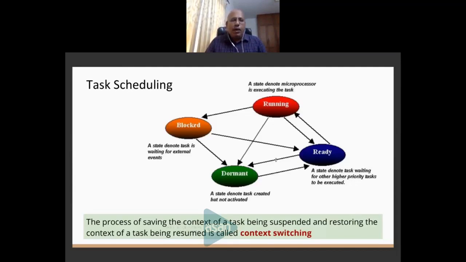I will not complicate this at this point, except to say that once a task is running in the CPU, switching to another task to come and use the CPU is called context switching. So let us understand what this context switching is now.